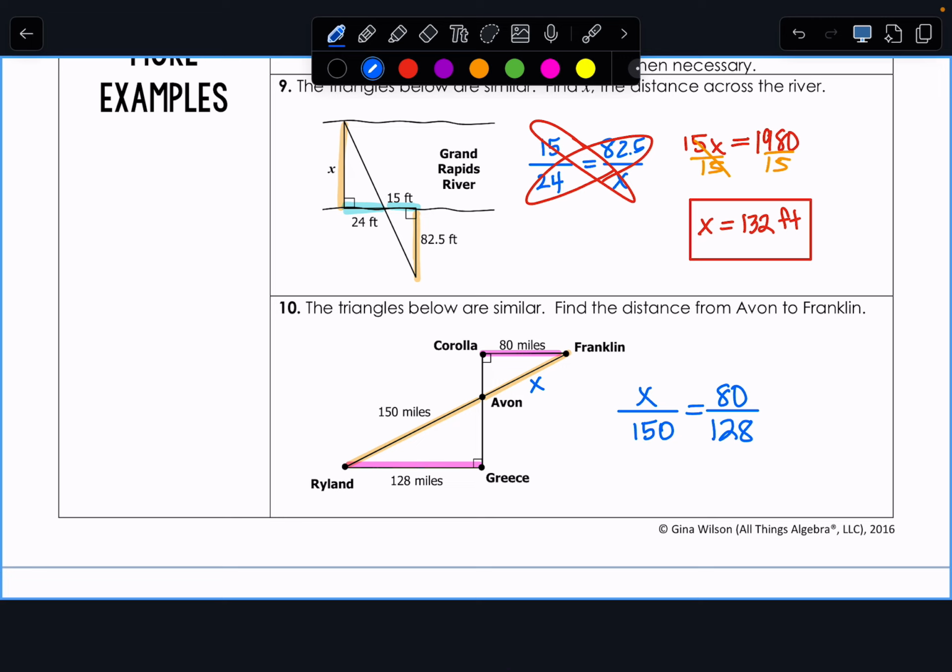So if you're going to do 15 over 24, you have to do 82 over x, because we go from the small to the big, small to the big. We have to be consistent.